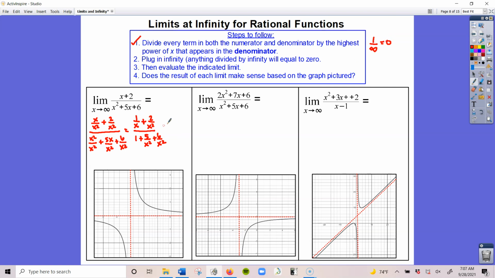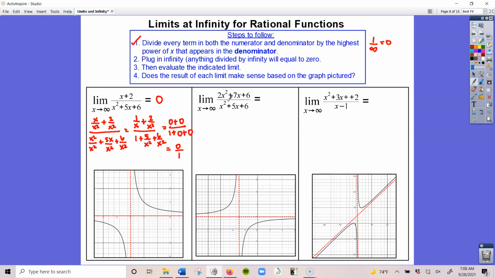So this 1 over infinity is 0, plus 2 over infinity is 0, over 1, plus 5 over infinity squared, 0, plus 6 over infinity squared, 0. So what we end up with is 0 over 1. So here, what we end up with for this limit is equal to 0. And if you look at the graph, we can see that we have the horizontal asymptote at y is equal to 0.